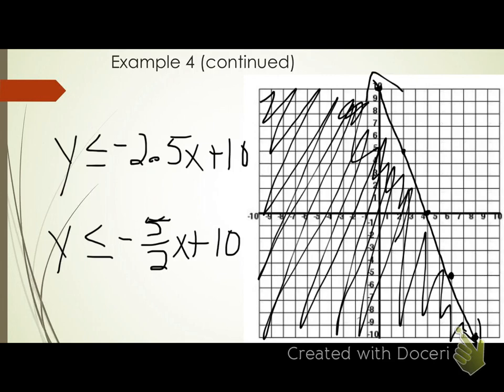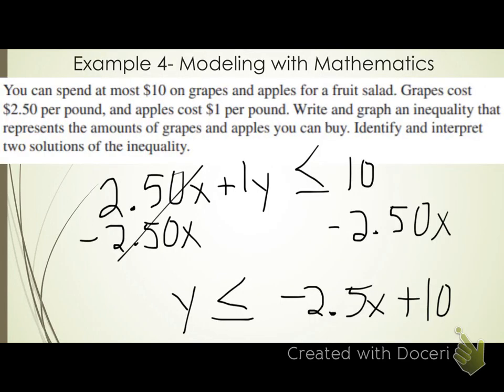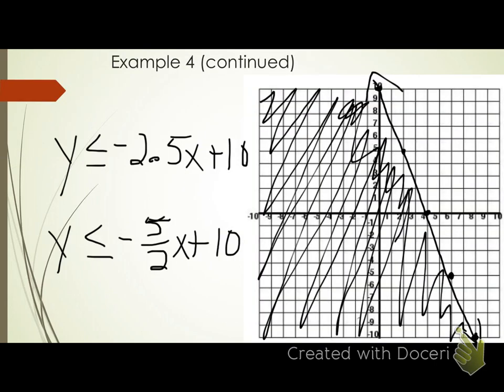Okay. Everyone okay with my shading? Let's think about the context of this situation. What did that x stand for? The pounds of grapes. What does my y stand for? Pounds of apples. Am I ever going to have negative poundage of grapes or apples? No. So for this specific situation, I'm only looking at my first quadrant, because that's all my positive values. Does everyone understand that concept?